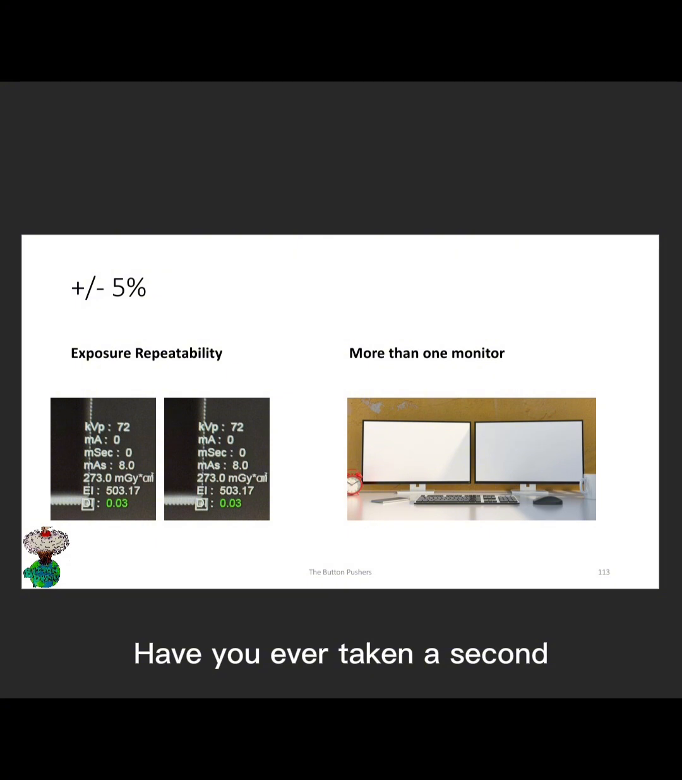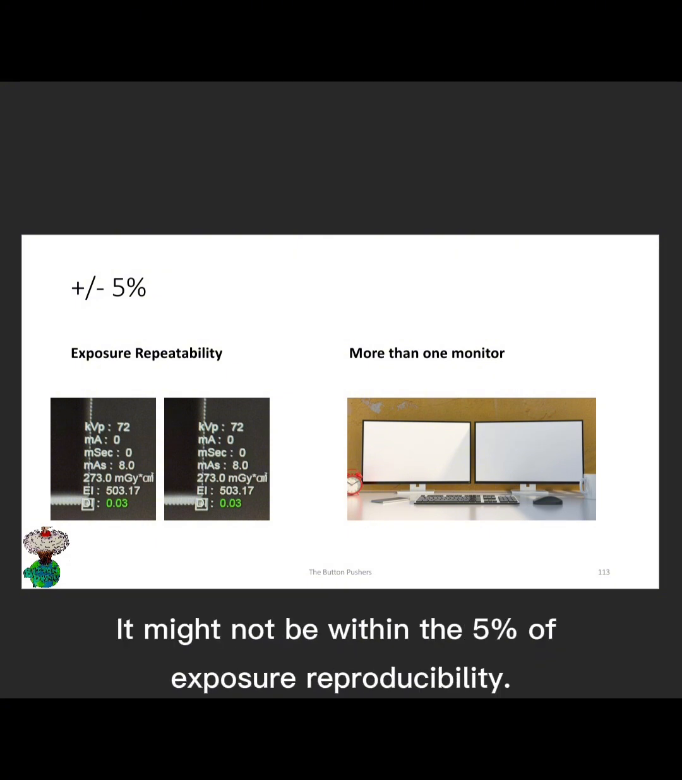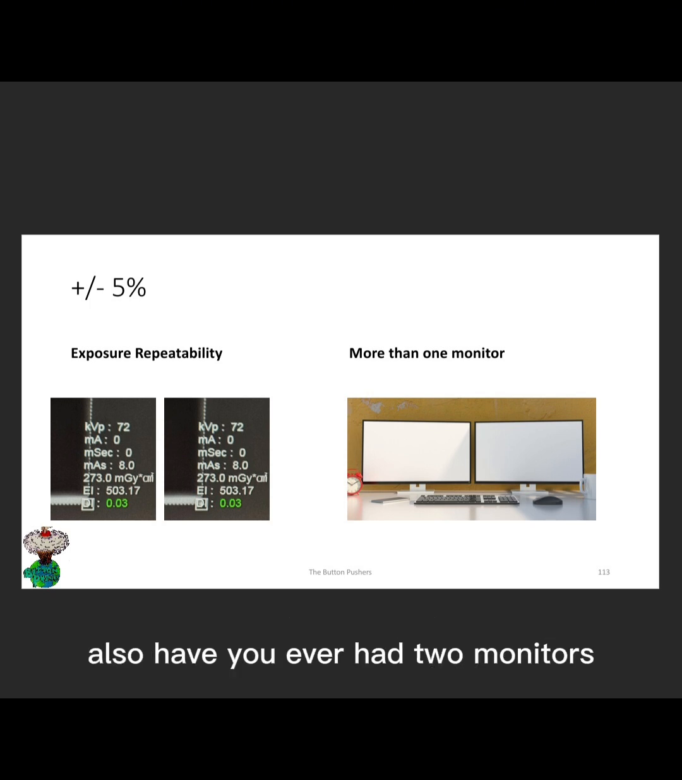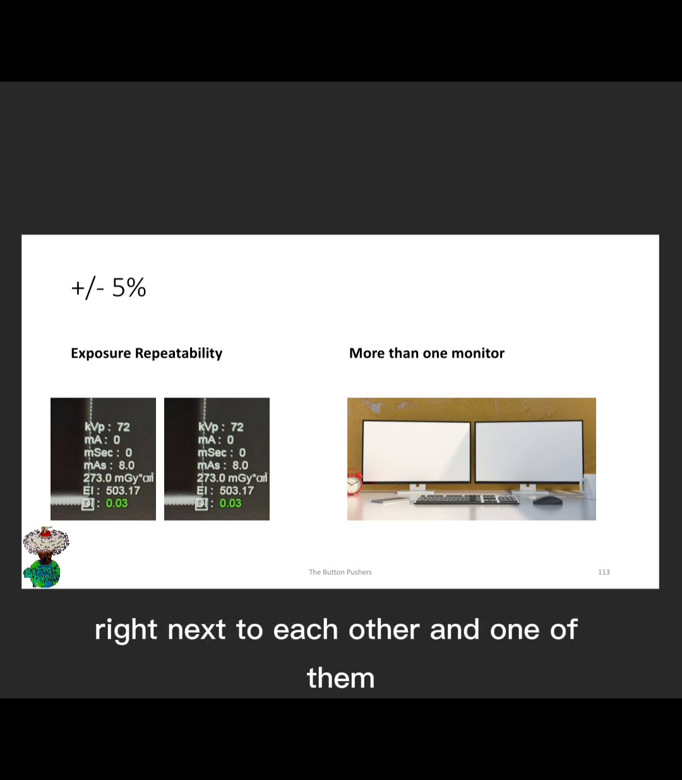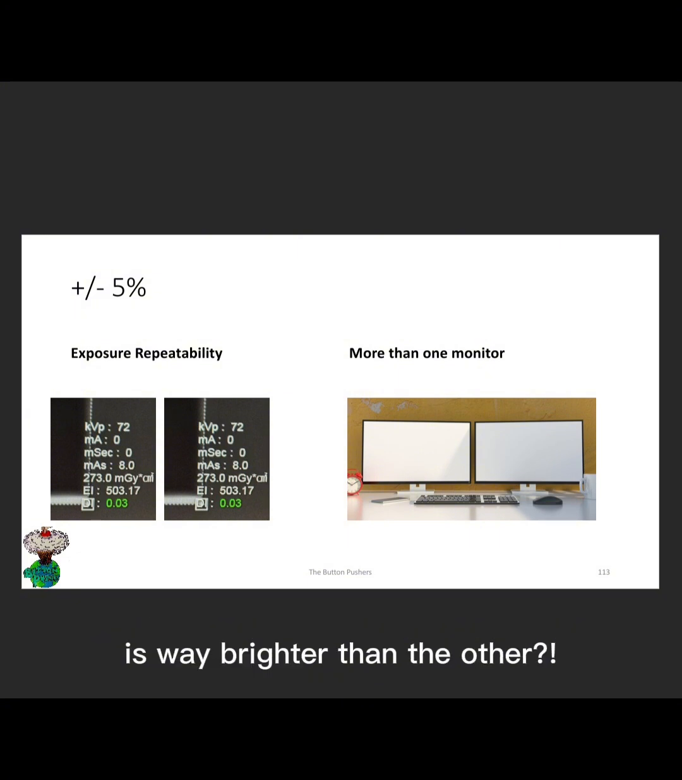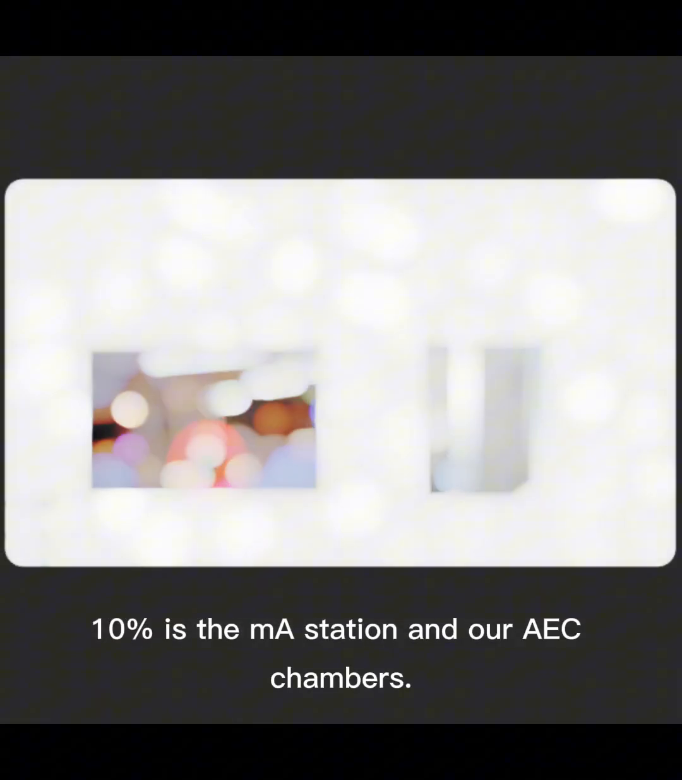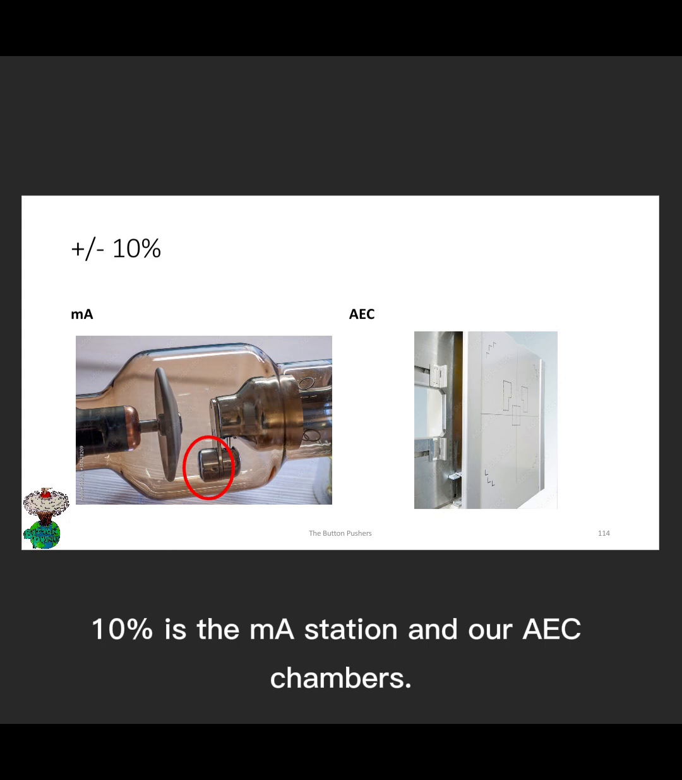Plus or minus 5% is the exposure reproducibility. Have you ever taken a second X-ray and got a totally different exposure indicator? It might not be within the 5% of exposure reproducibility. Also, have you ever had two monitors right next to each other and one of them is way brighter than the other? Uber annoying.